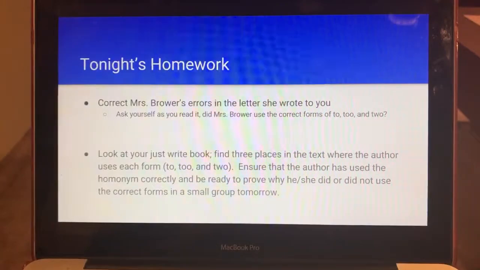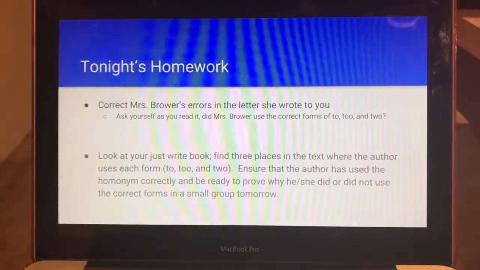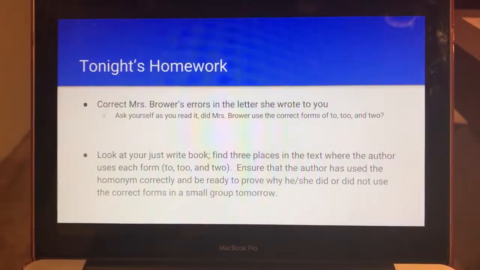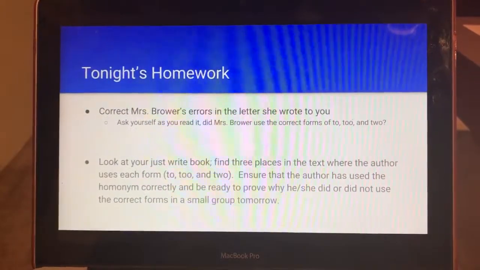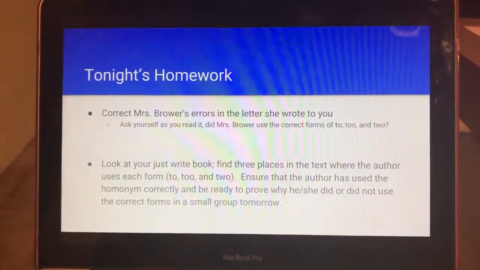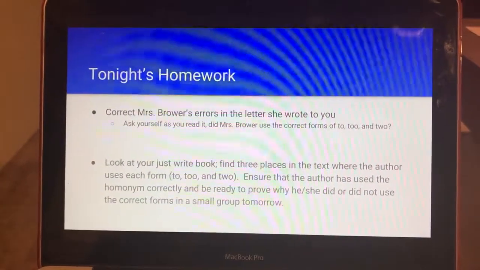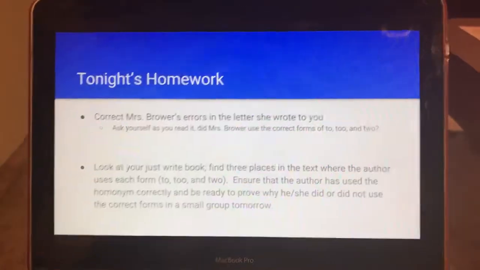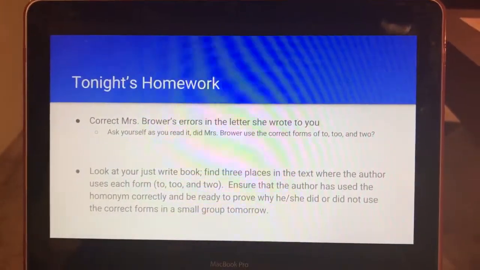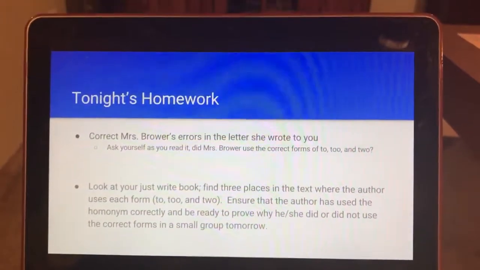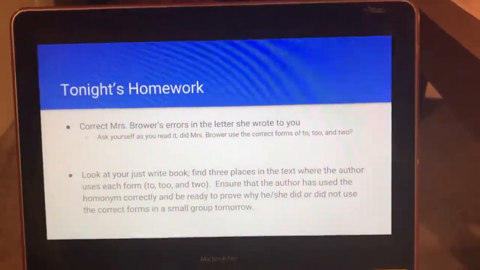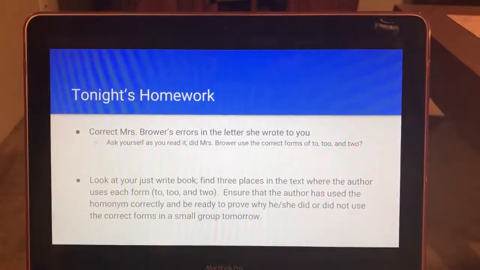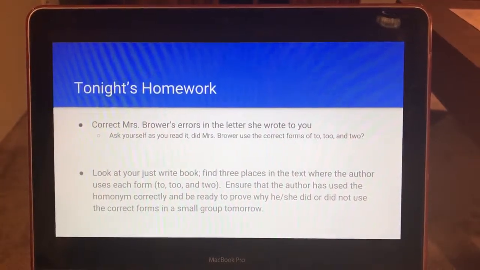Please copy and paste the paragraph I wrote into a Google Doc that I've created for you on Google Classroom. Please turn in when you have completed. I look forward to seeing your work. The second piece of homework that I would like you to do is, as you read to self tonight, find 3 places in your book where the author uses each form of to, too, and two. Ensure that the author has used the homonym correctly, and in a small group tomorrow, be ready to prove why he or she did or did not use the forms correctly. Okay? So you can do that as you complete your read to self homework this evening.